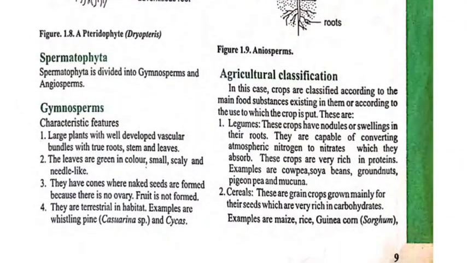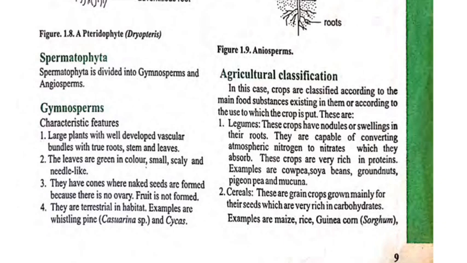Alright, so now based on agricultural classification, I mentioned that there are some criteria in classifying plants. We have botanical classification, we have tillage or cultivation, we have here our agricultural classification, and we also have number of cotyledons. For agricultural classification, we are classifying plants based on their economic uses. In this case, crops are classified according to the main food substances existing in them, or according to the use to which the crop is put.